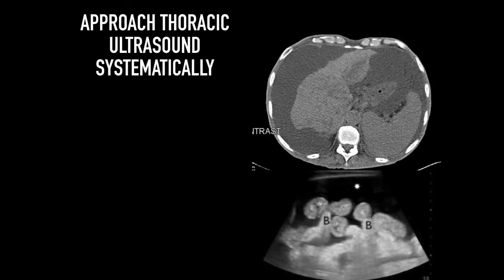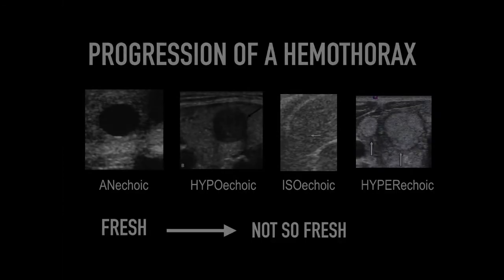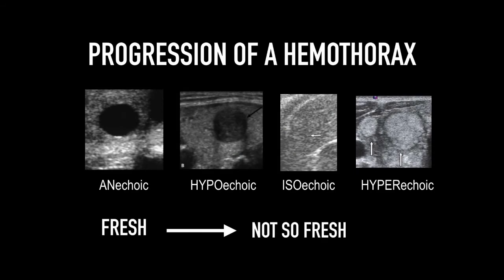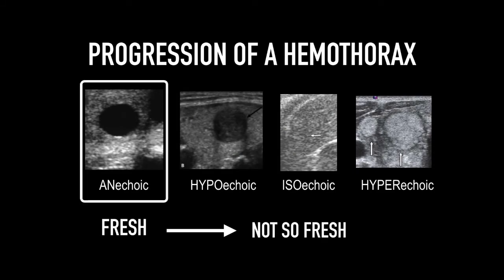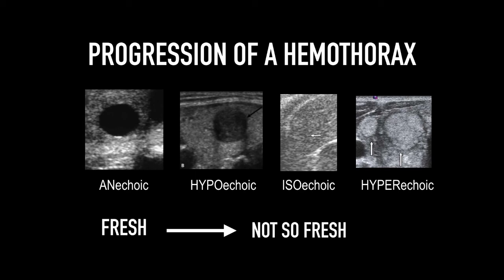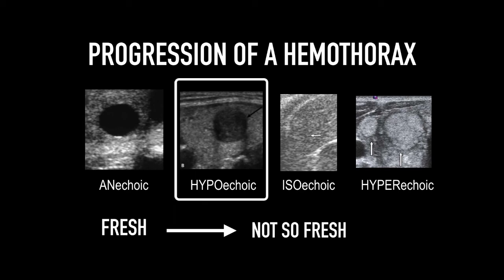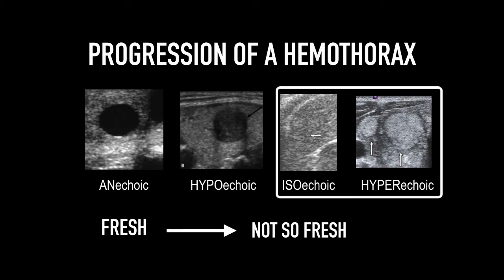Approaching thoracic ultrasound requires a systematic assessment. If there's any ambiguity on whether or not there is a pleural effusion, and the patient can tolerate waiting for further investigations, a CT is definitively warranted. The appearance of a fresh hemothorax is anechoic. Depending on time of transport, if the patient is waiting a few hours, it may become more hypoechoic as it gradually clots, or it can become kind of a mixed texture between hypoechoic and anechoic. You are less likely to see isoechoic or hyperechoic effusions.